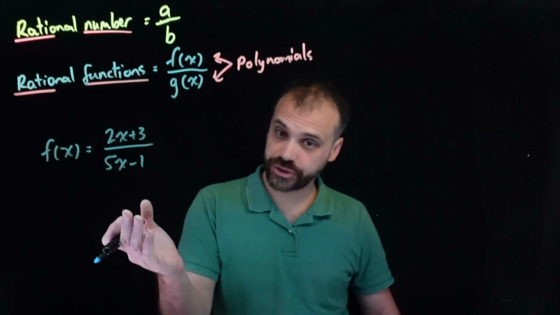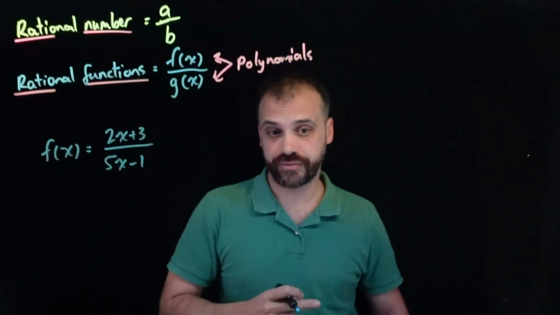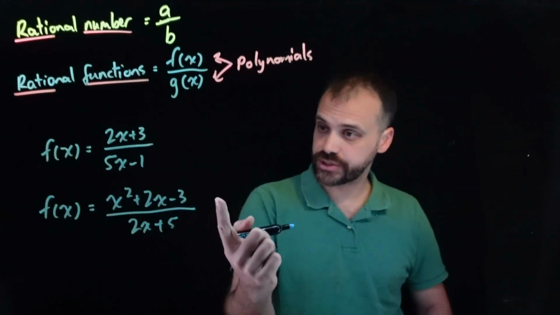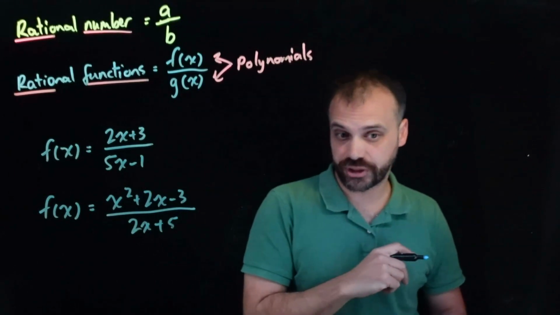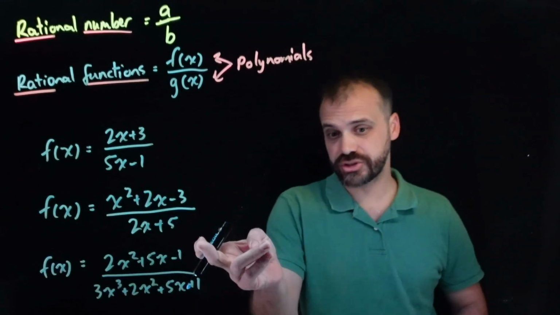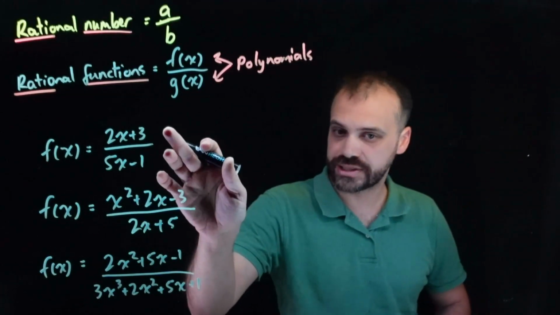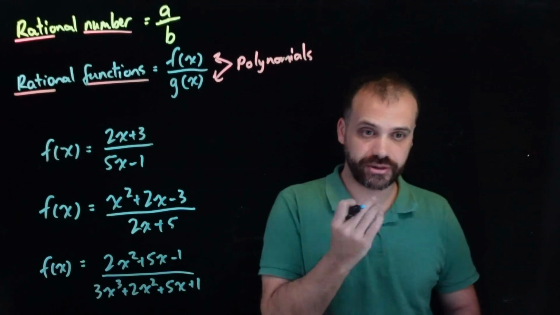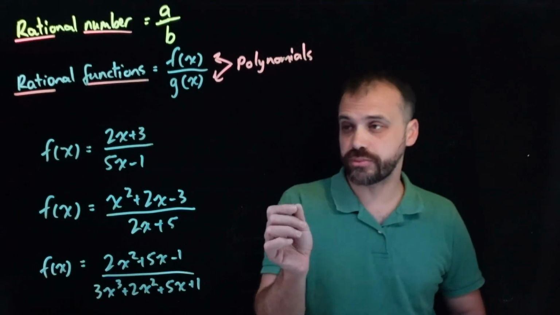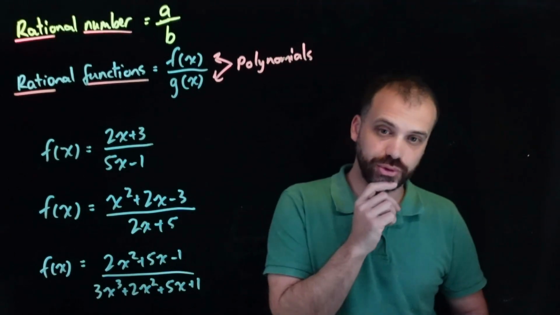That's a rational function because it's a linear function over a linear function. That's a rational function because it's a quadratic over a linear function. And that's a rational function because it's a quadratic over a cubic. But we're going to focus on simpler ones, linear over linear functions. Specifically, I want to be able to sketch functions that look like that.